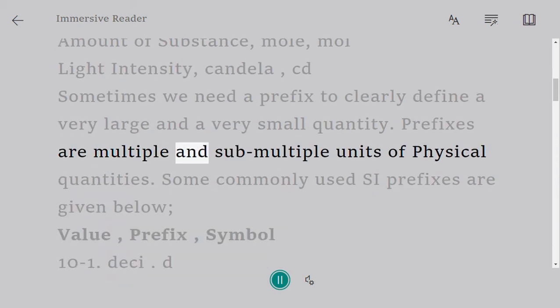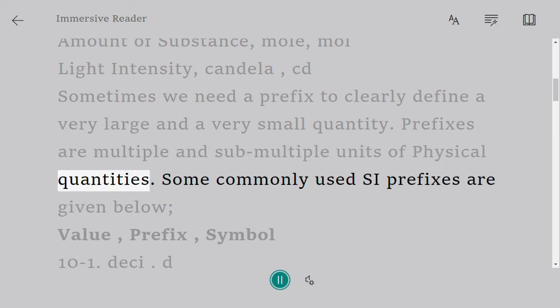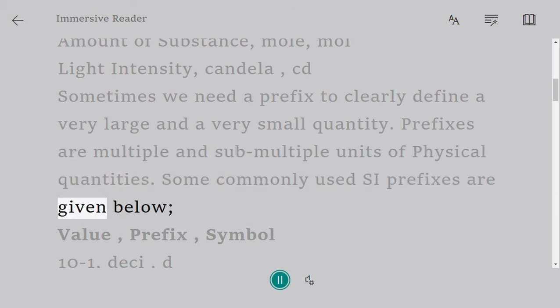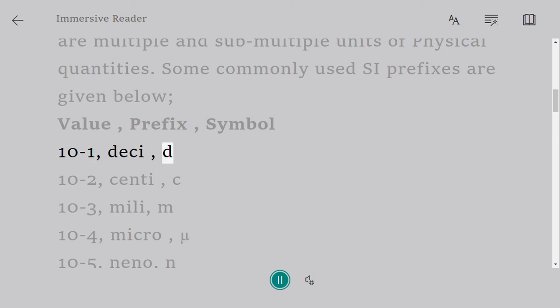Prefixes are multiple and sub-multiple units of physical quantities. Some commonly used SI prefixes are given below. Value, prefix, symbol. 10 to the 1, deci, d. 10 to the 2, centi, c. 10 to the 3, milli, m.